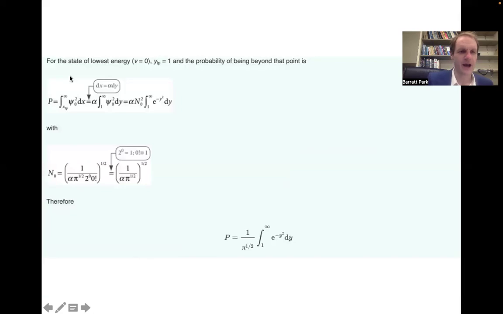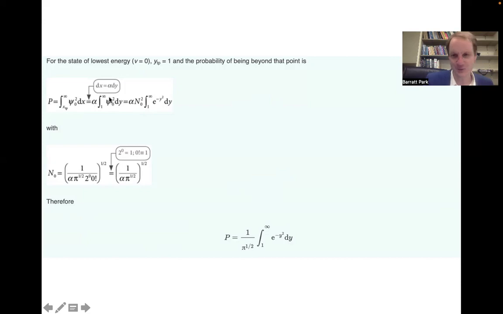Okay, so therefore, this integral that we want to do, if we make the substitution, right, substituting y for x, then dx is equal to alpha dy. And so when we substitute this expression here, we get a factor of alpha. Alpha is a constant, so it comes out of the integral. And at the x turning point, the value of y is equal to 1, which we just derived on the previous slide. Okay, so this is the integral that we want to do.